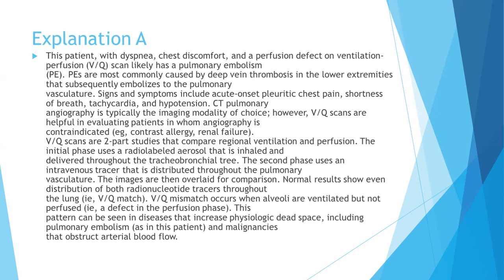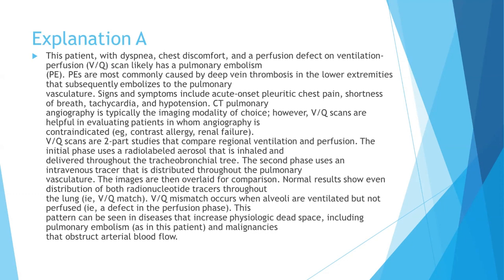Now, PEs are most commonly caused by deep vein thrombosis in the lower extremities that subsequently embolizes to the pulmonary vasculature. Signs and symptoms include acute onset pleuritic chest pain, shortness of breath, tachycardia, and hypotension. CT pulmonary angiography is typically the imaging modality of choice. However, VQ scans are helpful in evaluating patients in whom angiography is contraindicated.